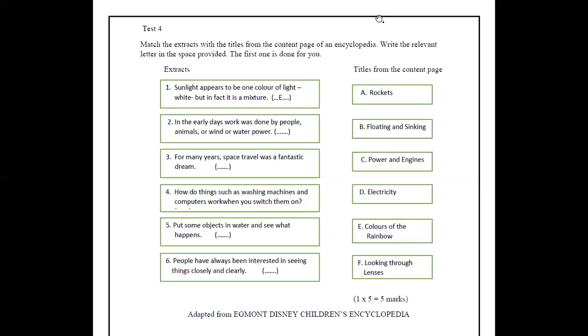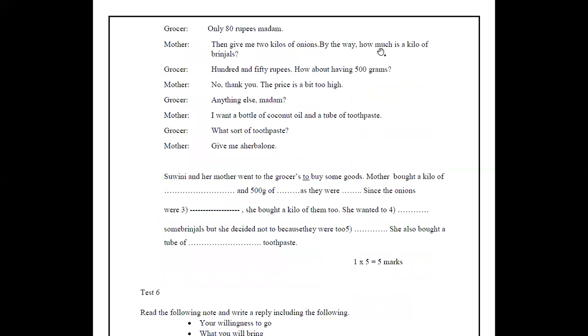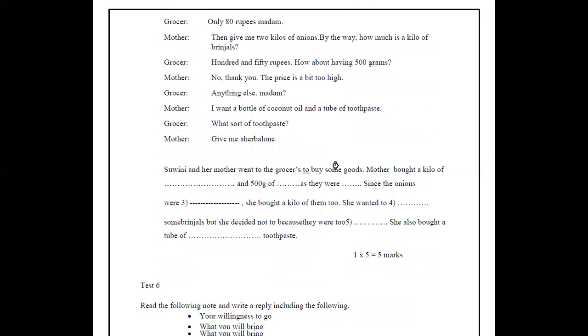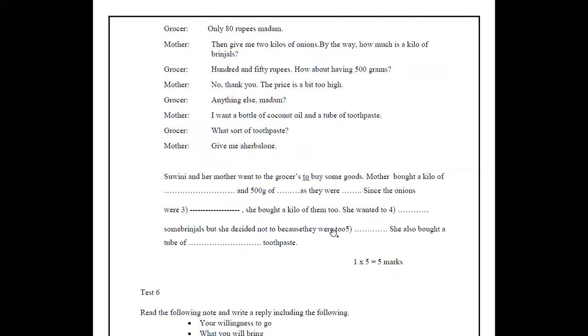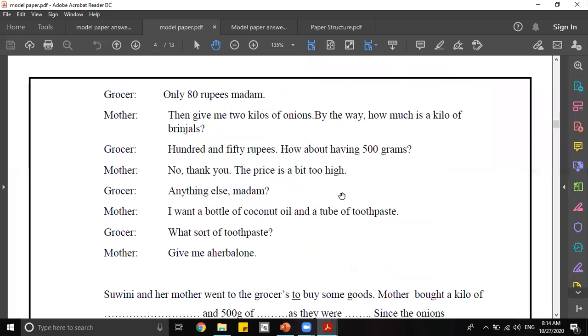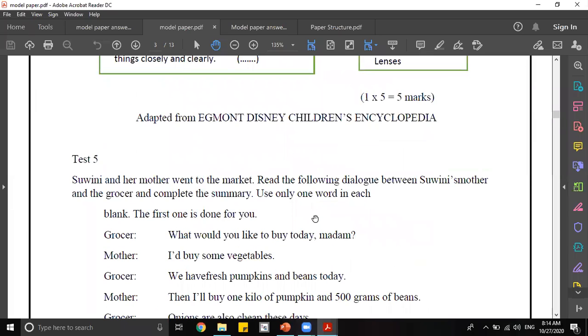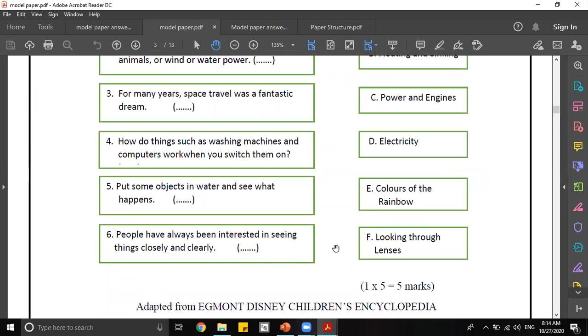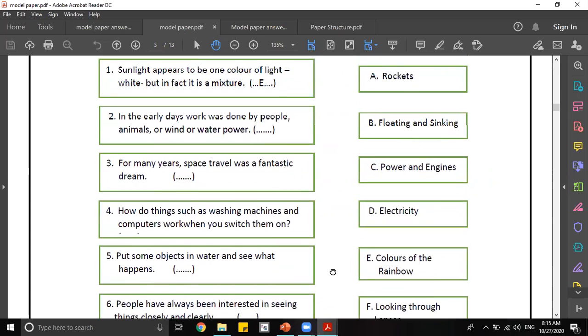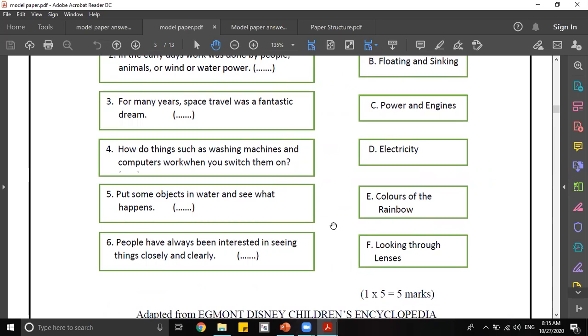So the final one: people have always been interested in seeing things closely and clearly. How are people interested in seeing clearly and closely? Yes, definitely by using lenses. So the answer is F, looking through lenses. So that's about this test.